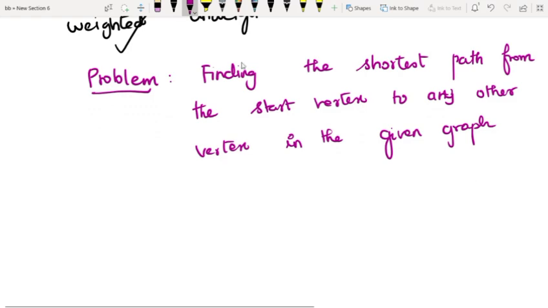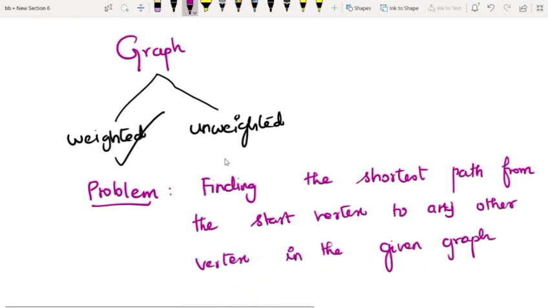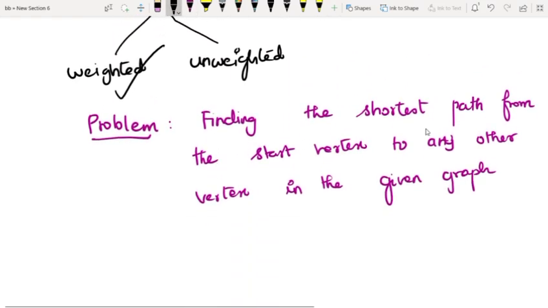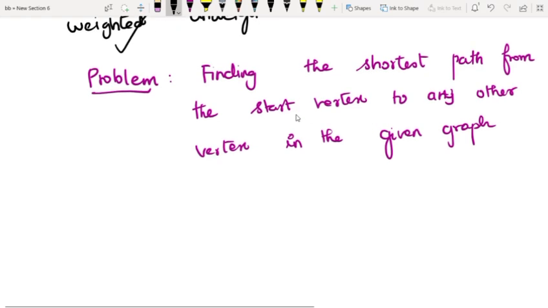Before that, let me tell you the meaning of each and every word in this problem, right? There is a term called start vertex. What do I mean by that? Do I have any start vertex for a graph? Please recall, for a tree we have a starting node, right? That is called the root node.